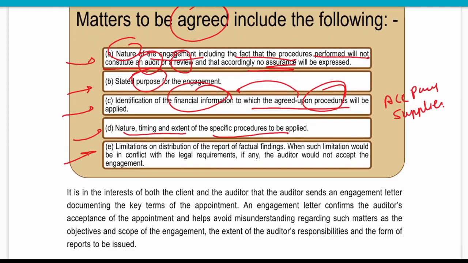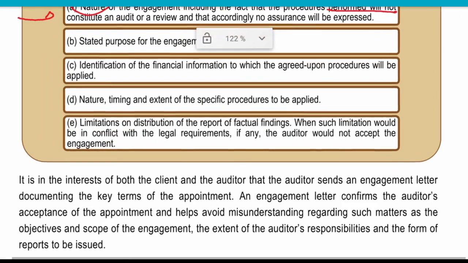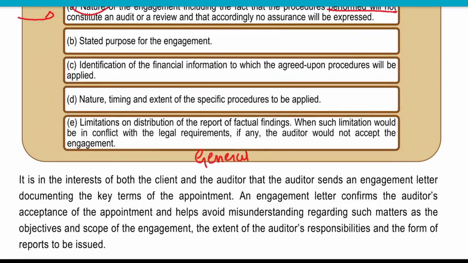And the limitations on distribution of factual findings. That means you need to limit it, because it is not for the general public. The limitation on distribution of this report: this report is only to be distributed among those who are the users, who understand the purpose and who understand the agreed upon procedures. This report is not for general distribution. If such a limitation on distribution of the report of factual findings would be in conflict with a legal requirement, the auditor would not accept the engagement.